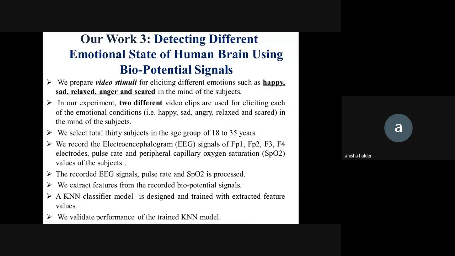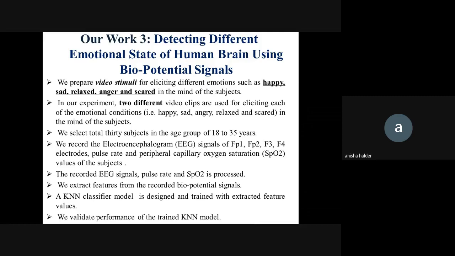We record the EEG signals of FP1, FP2, F3, F4 from the brain, and pulse rate. The pulse rate is important: when the person is angry, the pulse rate is high, or when the person is sad, then the pulse rate is low, and when the person is scared, in fear, then the pulse rate is high. SpO2 also changes with different emotions.